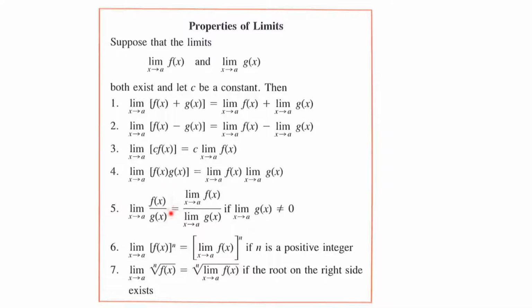The limit of f over g of x as x approaches a is the limit of f of x as x approaches a divided by the limit of g of x as x approaches a, provided that the limit of g of x as x approaches a is not 0. The denominator shouldn't get close to 0. The limit of f of x to the power of n, when n is a positive integer, is the limit of f of x as x approaches a, to the power of n, and the limit of the nth root of f of x as x approaches a is the nth root of the limit of f of x as x approaches a, if the root on the right side exists.